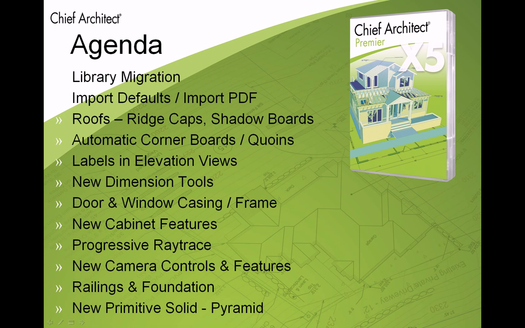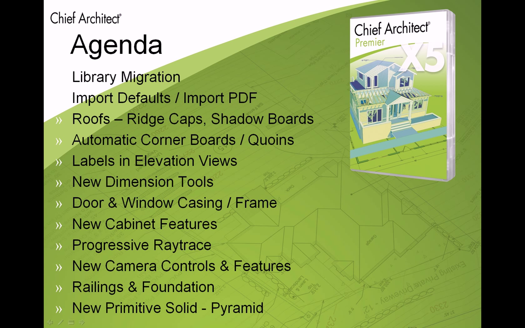We have automatic corner boards and coins. We are able to display labels in elevation views for things like doors and windows and cabinets and more. We have several new dimension tools. We have some automatic dimensions for NKBA guidelines, as well as automatic interior dimensions and elevation dimensions. And then we have a new running dimension tool or cumulative dimension tool that we'll have a look at. We can now display door and window casings in plan view, and we can also automatically adjust the frame for doors in a plan view to fit variable thickness walls.